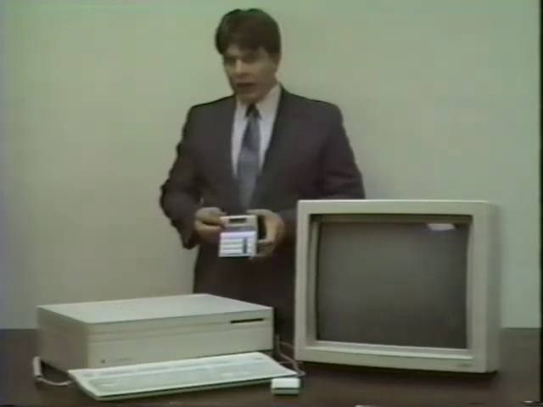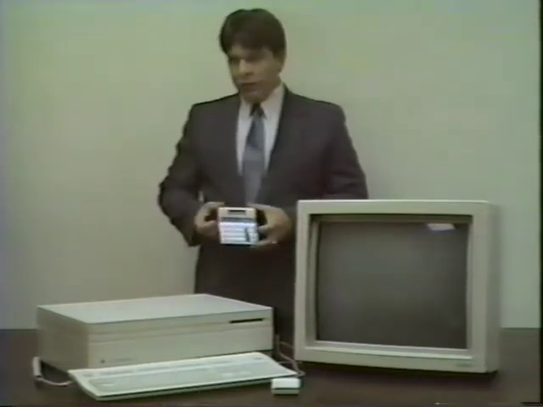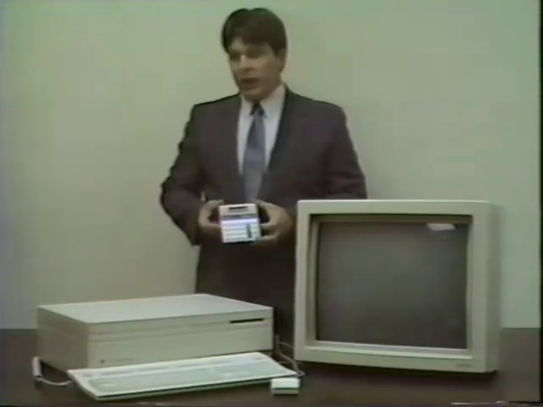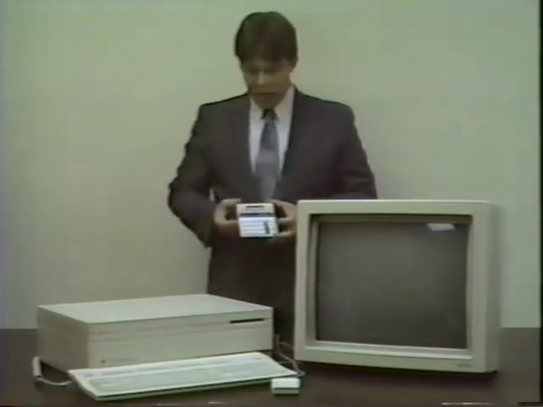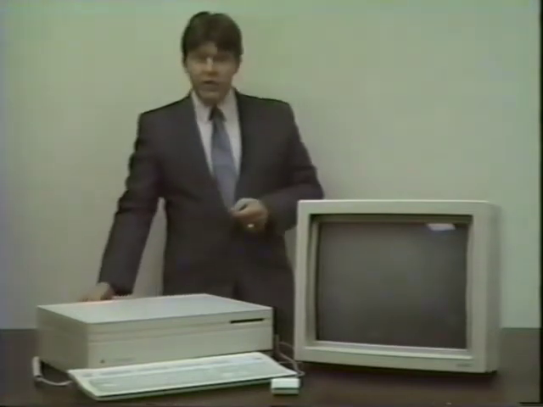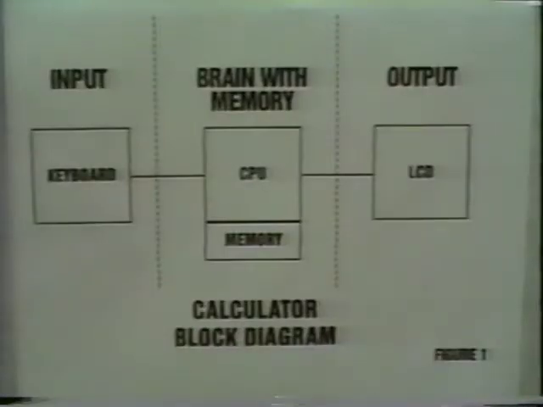Let's now look at our block diagrams. Figure 1 of the calculator block diagram and Figure 2, the simple computer block diagram, and see how they compare. As we can see here in Figure 1 of our calculator block diagram, starting from the left, we have an input device, keyboard, brain with memory, which we will call a CPU, and an output device, the LCD readout.